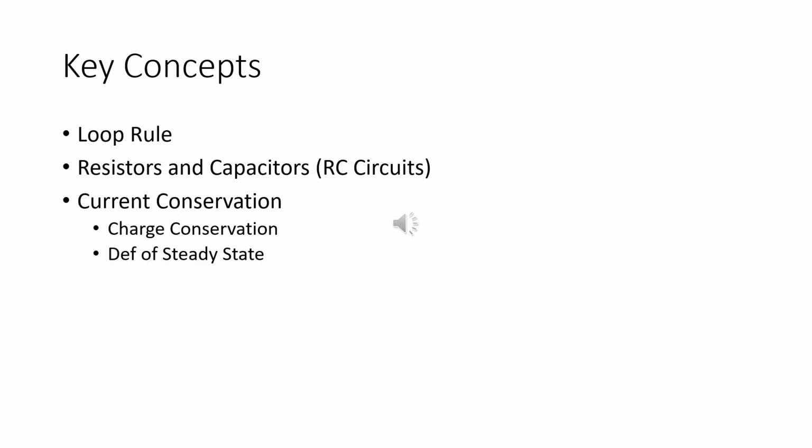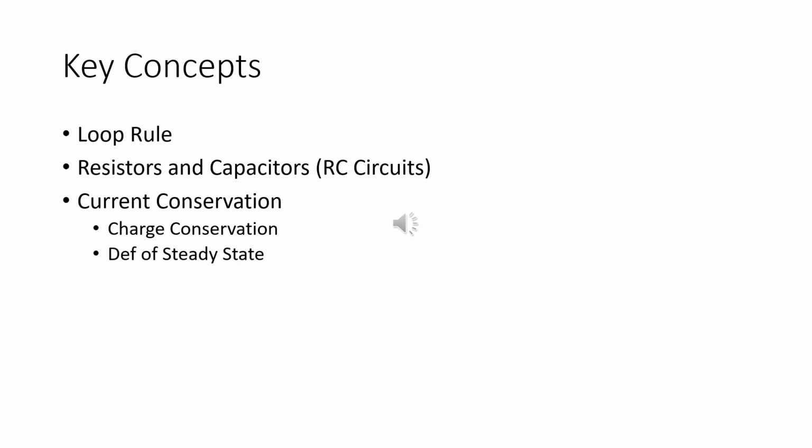So the first key concept here is the loop rule, which just says that you can make any loop in a circuit, and as long as you understand the way that the current is flowing through the circuit, the net result will always be zero for the changes in voltage across that loop.